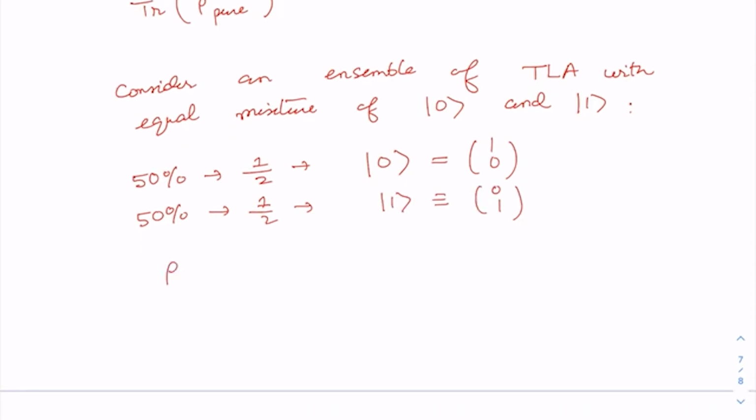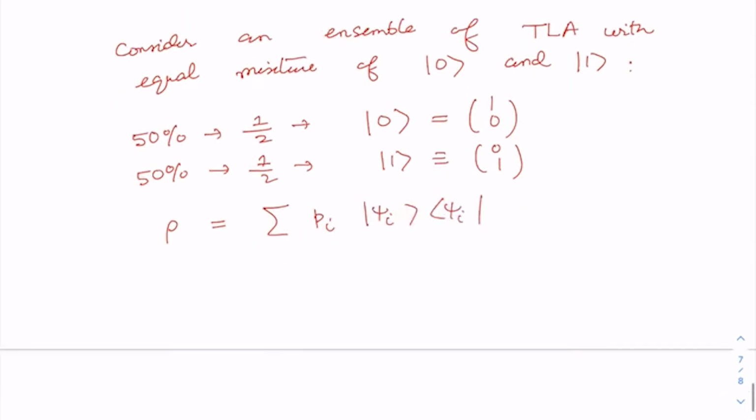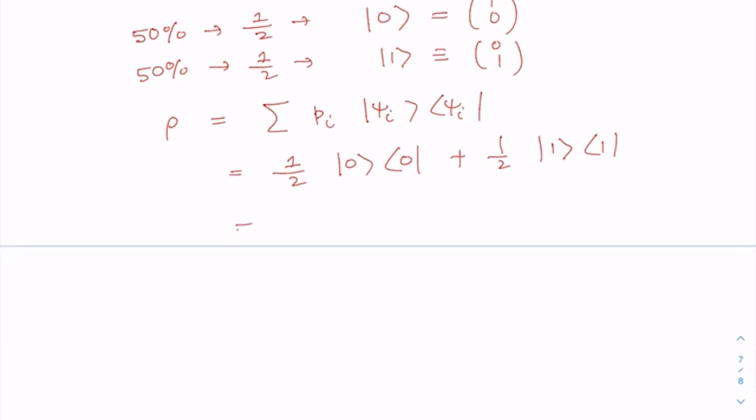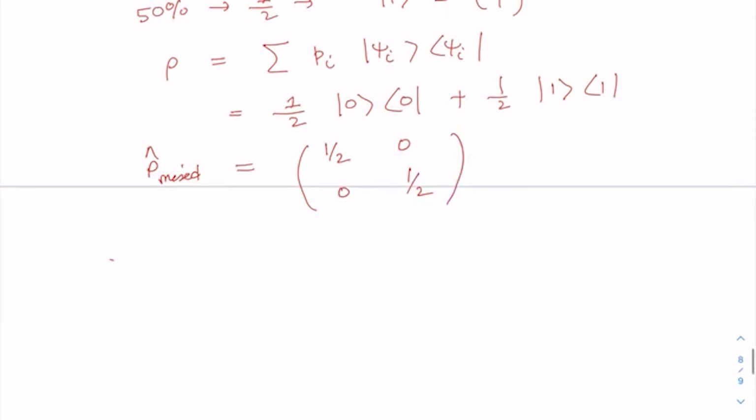So what about the density operator representing this mixed state? As per our definition of the density operator for a mixed state, the classical probabilities are half in both cases. So we have half |0><0| plus half |1><1|. I can represent this in matrix form: half, 0, 0, half. Now you see again the trace of this rho for the mixed state is obviously equal to 1.